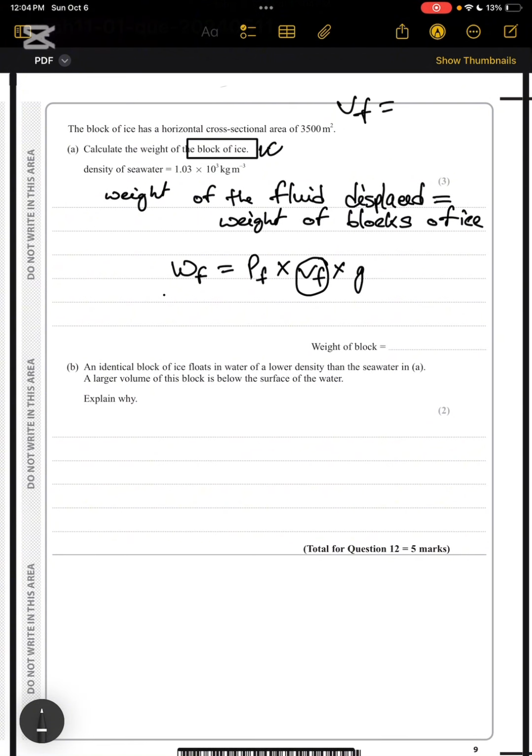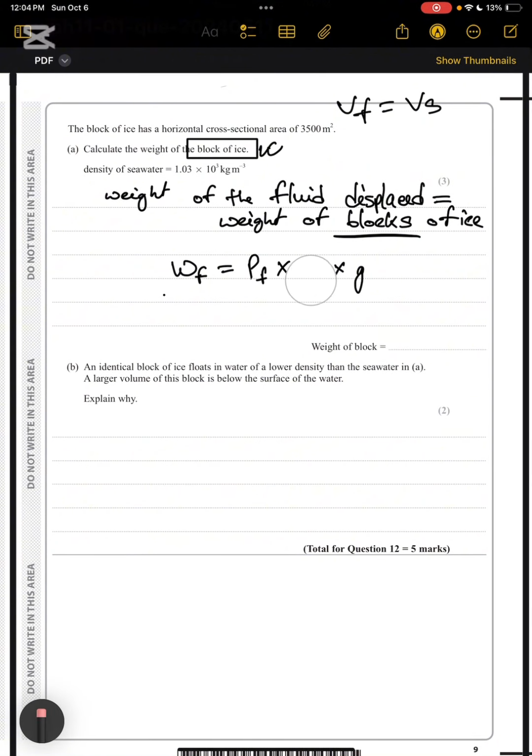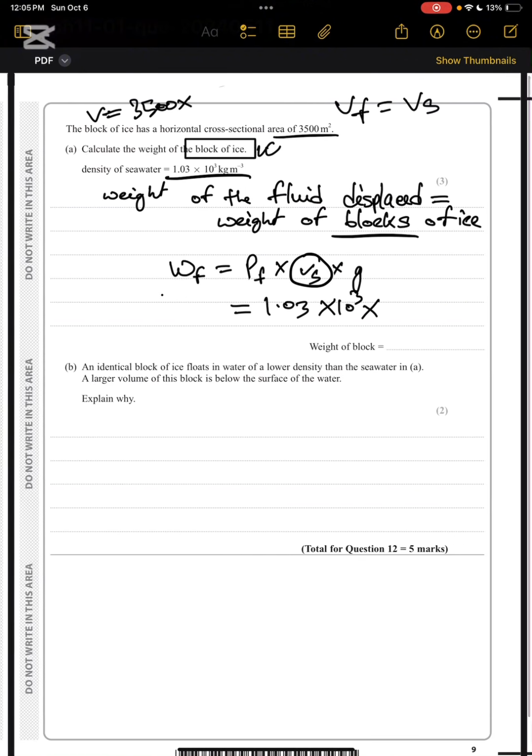We also know the volume of the fluid is equal to the volume of the solid or the volume of the block. So we can also write it as the volume of solid into g. So the formula will be, the density is given as 1.03 into 10 to the power 3, into the volume, which we have to find out. The volume will be the cross-sectional area into the height, which was given as 6.7.